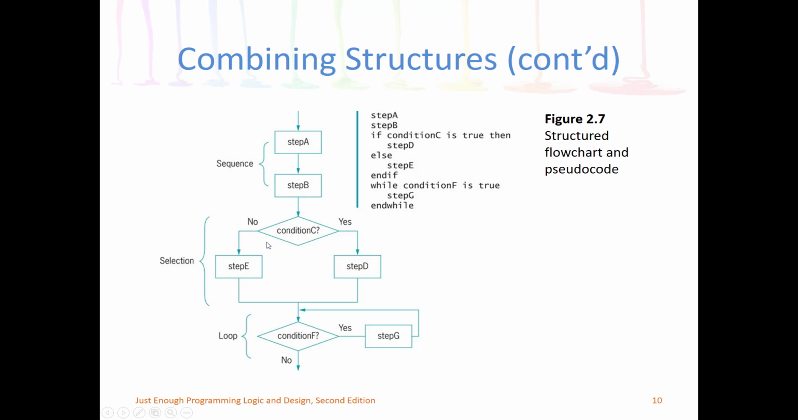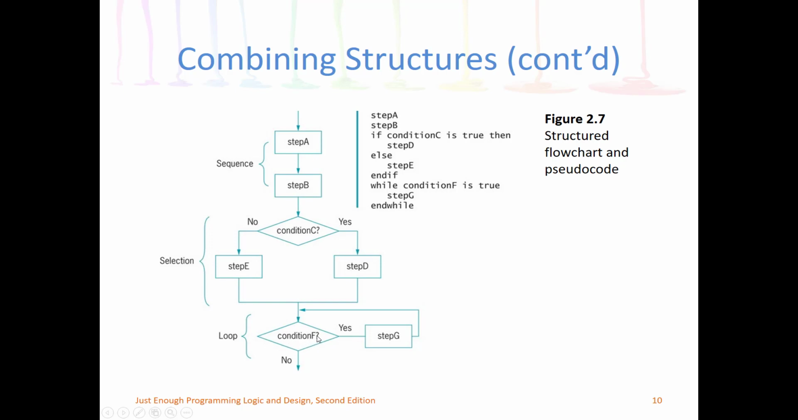Now, is this a single or a dual alternative if? Well, if you have something to do on both sides of it, on the true and false side, the yes and no side, then it is a dual alternative because you got two different things you can do. Here's your loop. After you come out of this if decision here, you come down here. Is condition F true? Now, we don't really know what these conditions are or steps are. It doesn't matter. It's just a way of looking at things.